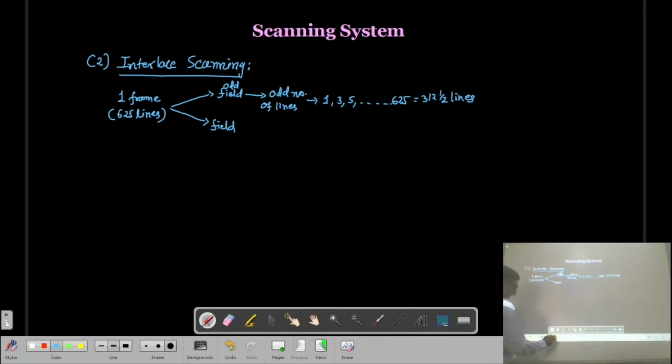Remember, here if I write this, then you can say it is an odd field. Then what is the second field? The second field is known as the even field. Even field means it will draw the even number of lines.